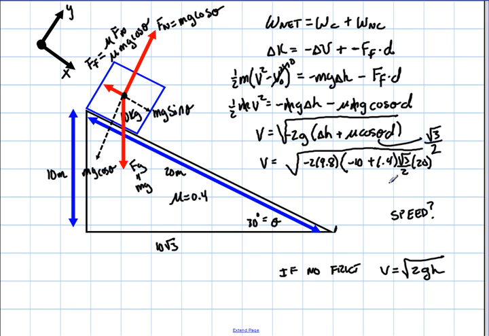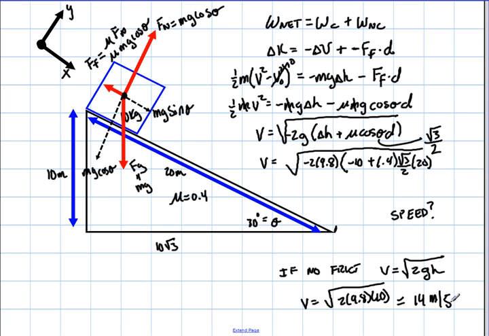Let's do that calculation. Well, the one thing we should do first is ask ourselves, what would the speed be if there was no friction? Because we're going to use that as a test, okay? So v equals the square root of 2gh. What would the speed be if there was no friction? So 2 times 9.8 times 10. In that case, that turns out to be 14 meters per second.